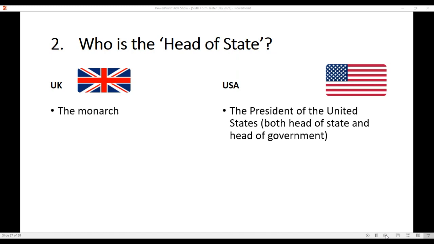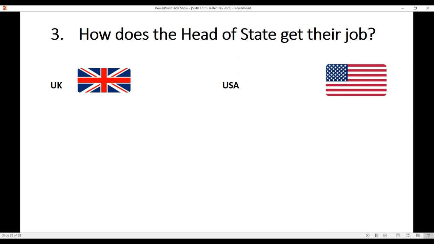How does the head of state get their job? Okay, I'll pause for a few seconds. So the head of state gets their job in different ways on either side of the Atlantic. In the United Kingdom, it is inherited. It's through birth, it's through bloodline, it's a monarchy. That's the way monarchies tend to work. And so it is by blood, by chance of birth, you might say.